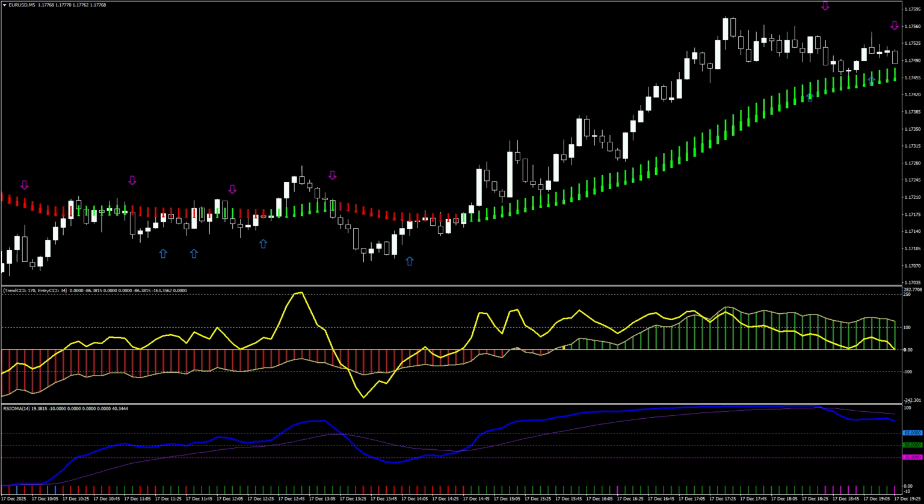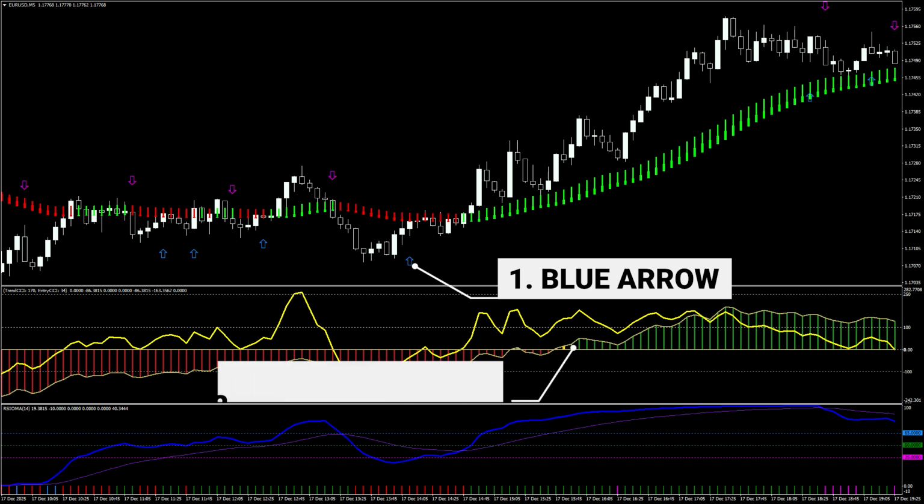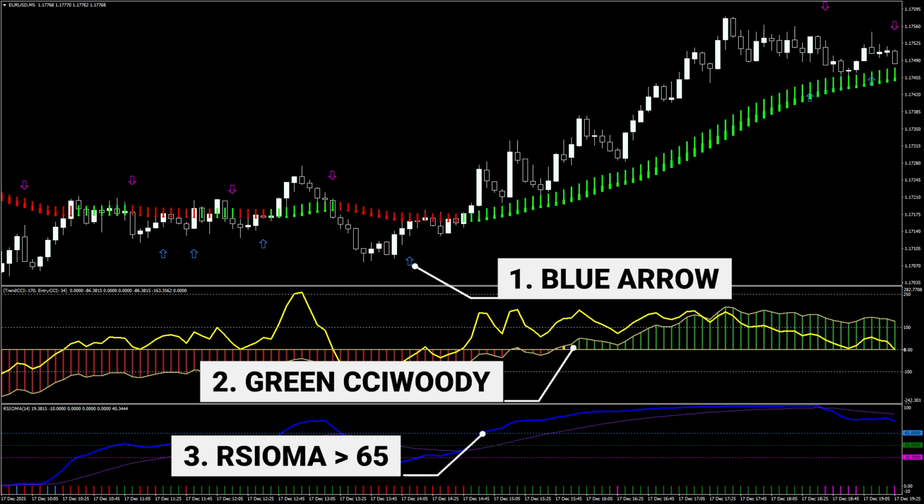Here we have another potential opportunity. Again, start with the trigger. The moving average crossover gives us a buy alert. Immediately, we run through our mental checklist. We look down. Is the double CCI Woody green? Yes, it is. Is the RSI OMA line above level 65?